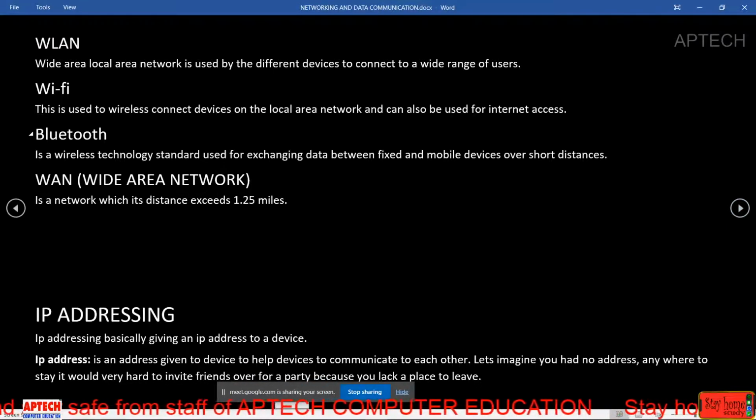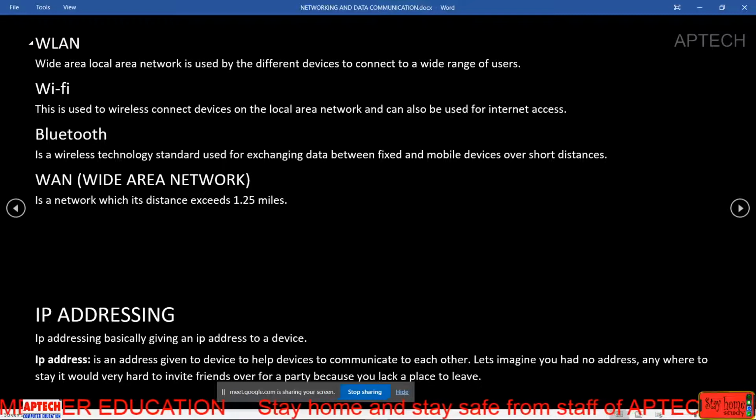So, wide area networks. As we learned, a wide area network is more of the internet itself. If you put it into perspective, it's more of the internet. Most of the time it's usually considered as the internet.